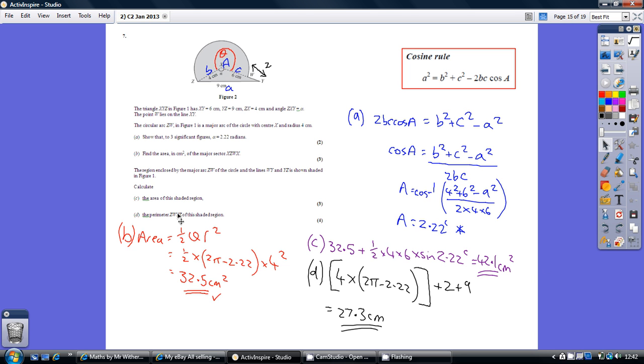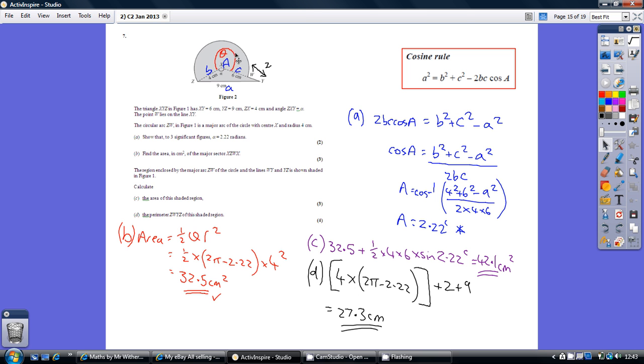Now for part D, the length of the perimeter, well, that's the length of the major arc ZW, which is just r theta. So our angle is 2 pi minus 2.2 times the radius, which is 4. So that there is the length of the major arc.